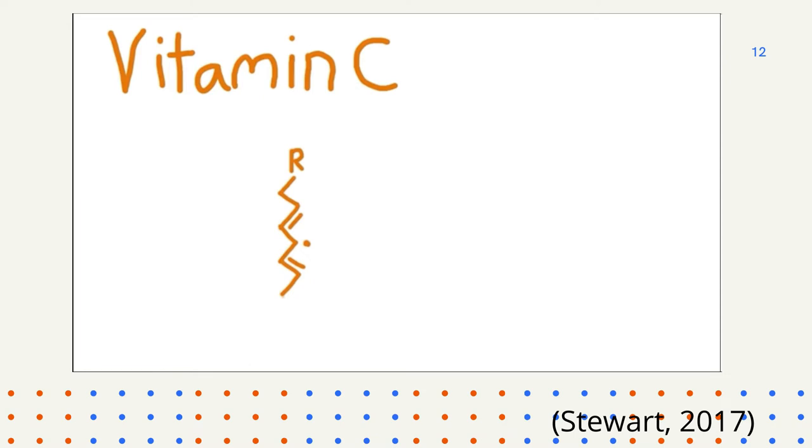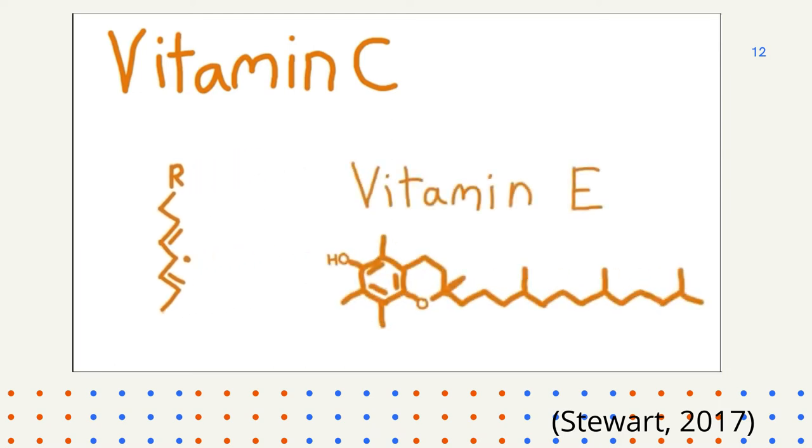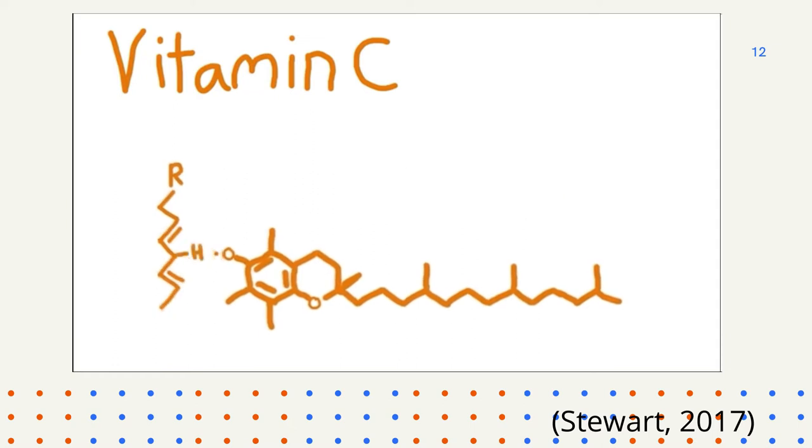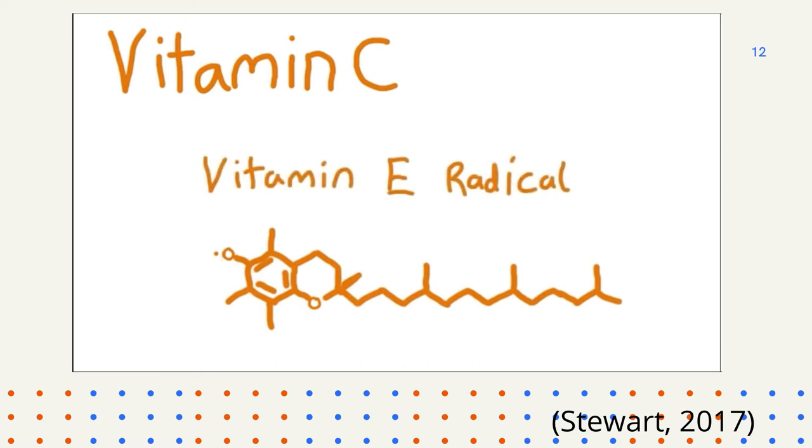To try to reduce the damage done by the free radical, the body uses vitamin E to donate a hydrogen ion and an electron to the lipid radical, making it no longer a free radical. However, in the process, vitamin E itself becomes a free radical. This is an improvement on the previous situation, as the vitamin E radical is less reactive than the lipid radical, and therefore less likely to do damage.